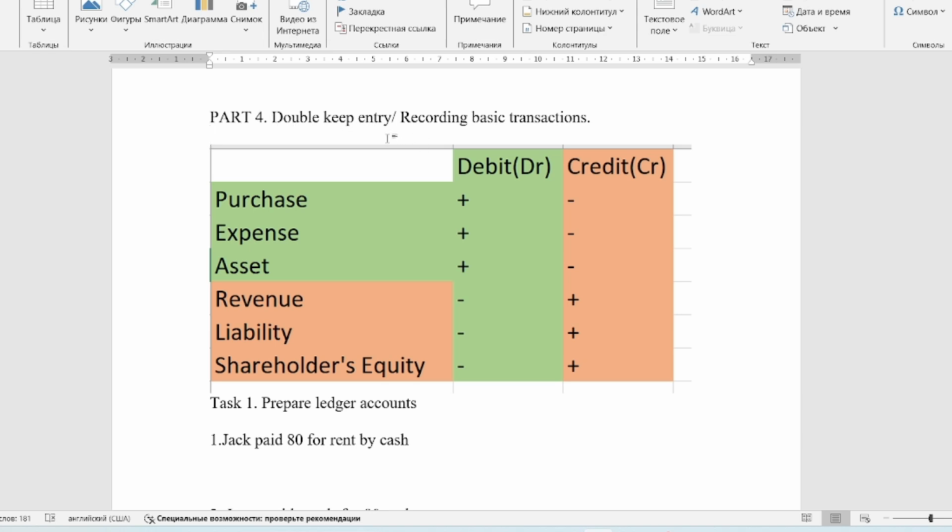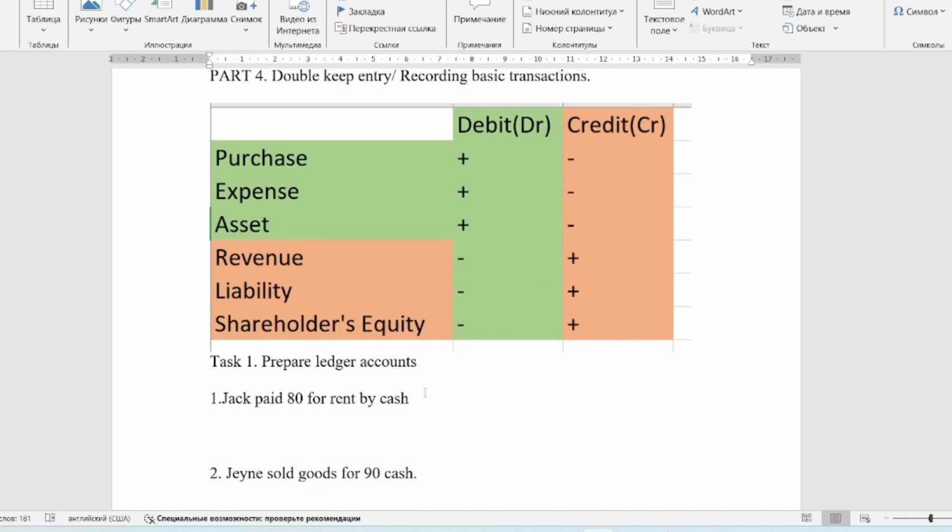Today we are going to talk about part 4 of the topic of double entry, in other words, recording basic transactions. I mentioned in this diagram parts 1, 2 and 3 of this topic briefly. In those parts we talked about purchase, expense, asset, revenue, liability, shareholders' equity, debit, credit, and when they increase or decrease, but we haven't tried it in practice yet. In this video we are going to use them in practice. We are going to see how we can use them and why we have learned them. So let's get into it.